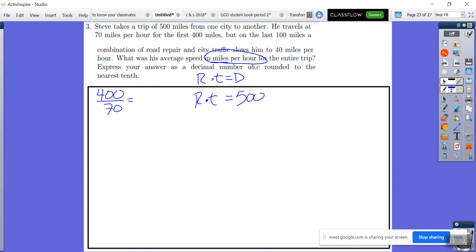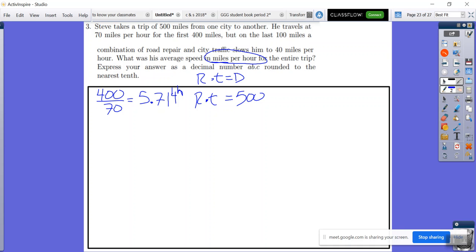I got about 5.71. Yeah, 5.7. And we want to keep extra decimals right now. So 5.7, what is it, 1? Yeah, 5.71. And this is 5.714285714. Okay, that's enough, thank you. So, and that's in hours, right? We don't need hours and minutes, we just need hours.